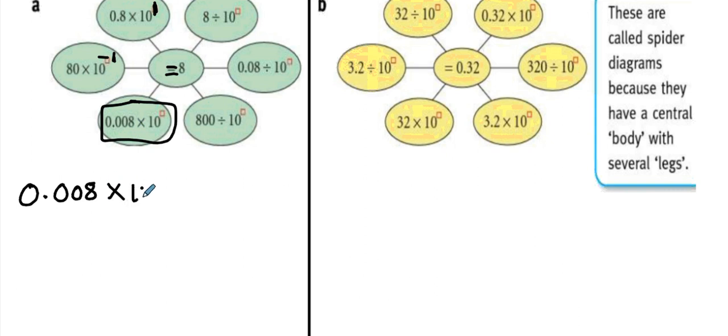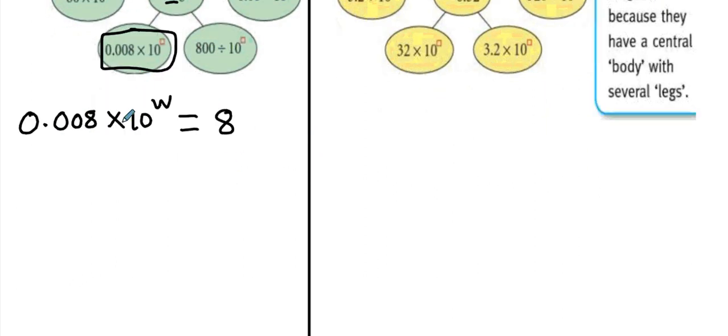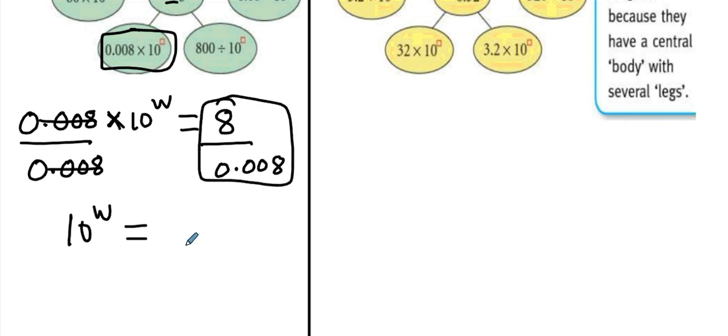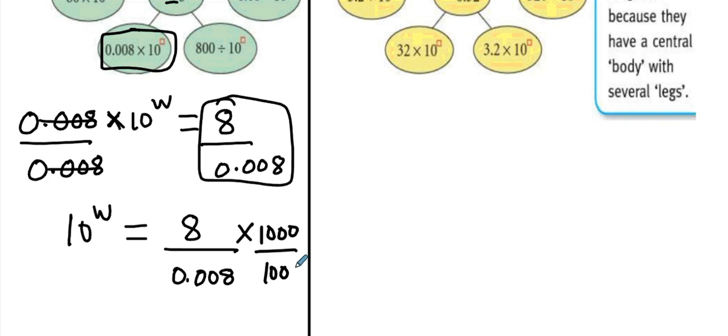So 0.008 times 10 to the power of, say, unknown w equals 8. Good. Now what do we do? This is multiplication, so we do the reverse of multiplication, which is to divide by 0.008. Cancel that. 10 to the power of w. This you can do mentally. You know how? You do 8 over 0.008. Now you have 3 decimal places, 1, 2, 3 decimal places, so you multiply by 1000 at the top and you multiply by 1000 at the bottom.